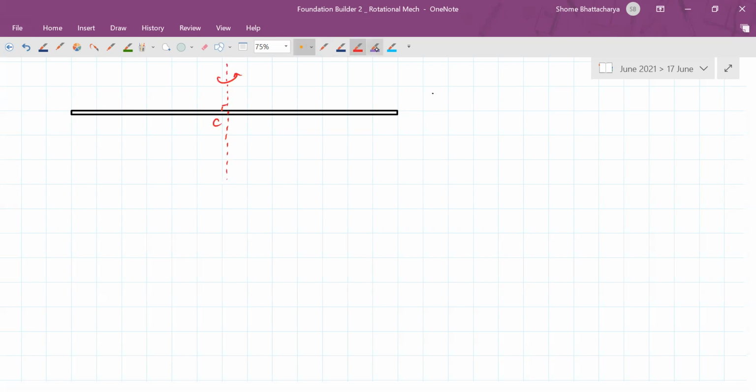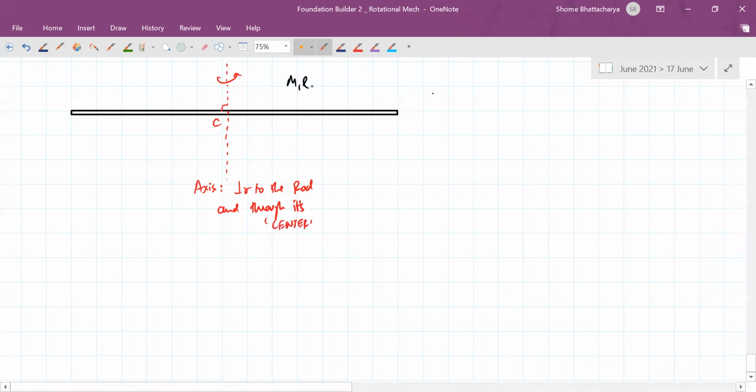Sir, this is the second case. Yeah, so this is now moment of inertia for that case where the axis is perpendicular to the rod and through its center instead of through one end. The rod is still the same, mass m and length l.